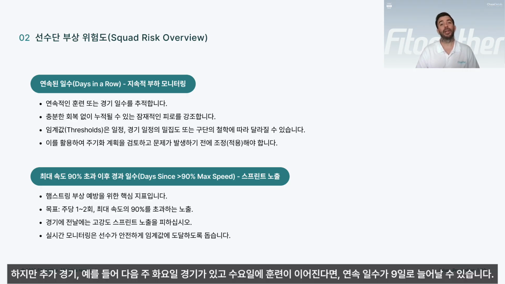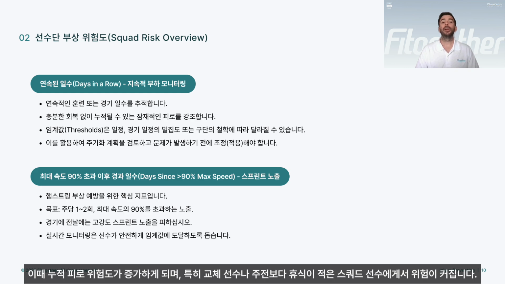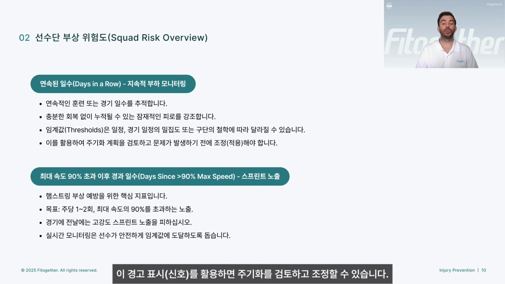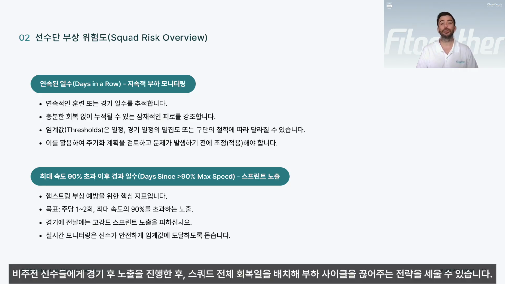But when extra games are added, say a Tuesday fixture the following week, followed by training Wednesday, that can quickly become 9 consecutive days. That's where risk of accumulated fatigue increases, particularly for your subs and squad players who don't get the same rest as starters. Use this flag to review your periodization before adapting. Maybe you run post-match exposures for non-starters, then schedule a full squad recovery day to break the load cycle.